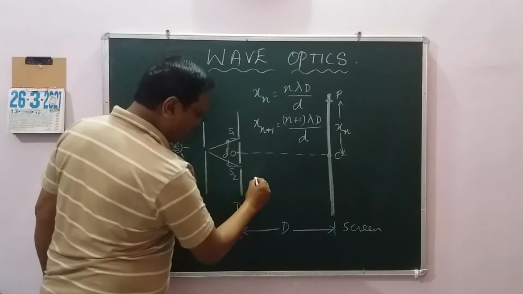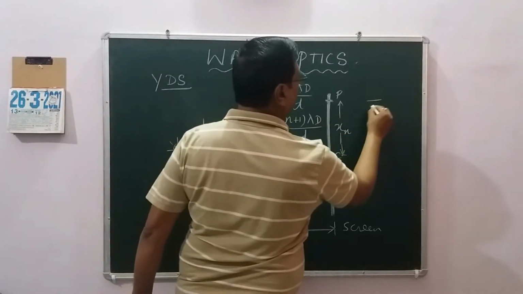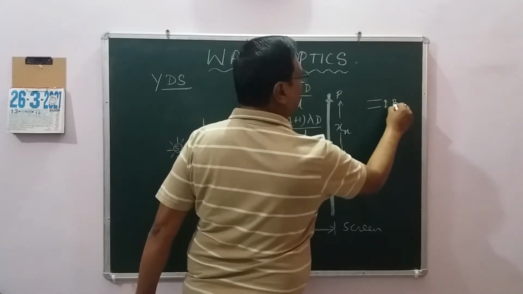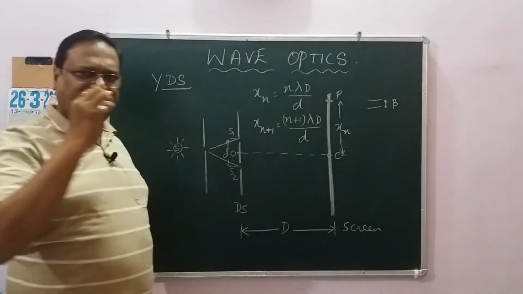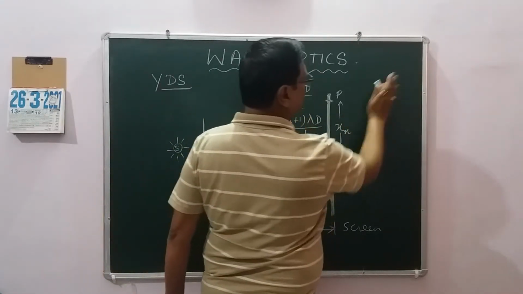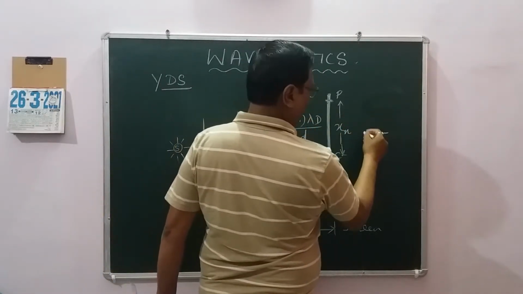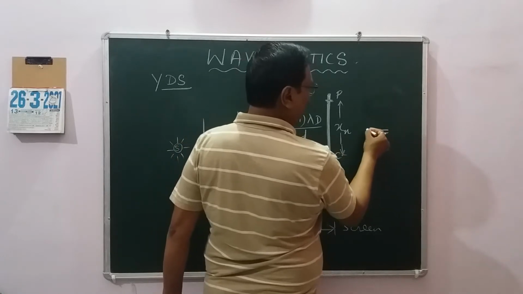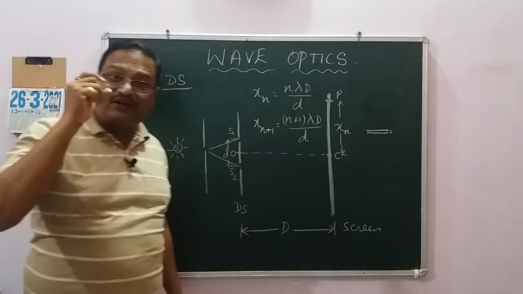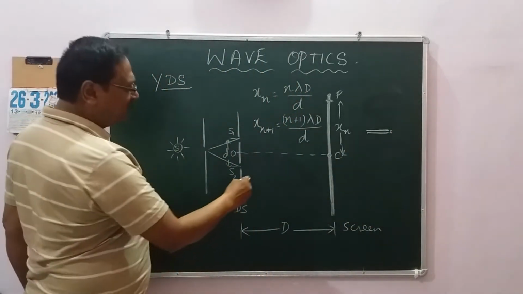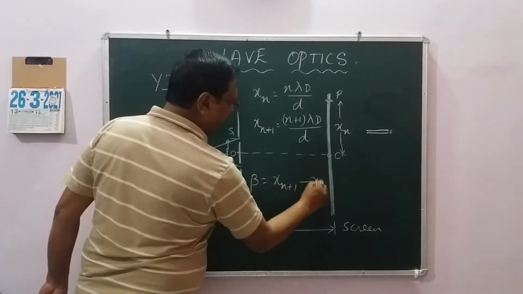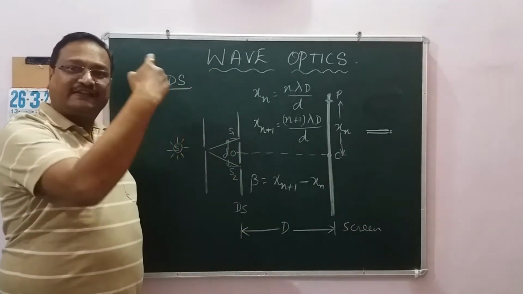Now I find the difference between these two, and that gives me the fringe width. Between the two fringes, that gives you the fringe width, or the width of a particular bright fringe. Suppose, for example, this is the bright fringe, this is the dark fringe. If I know the distance between these two, I will be able to know the width of a single fringe. So that is called beta. Beta is xn plus 1 minus xn, that is, between the 7th fringe and the 6th fringe.